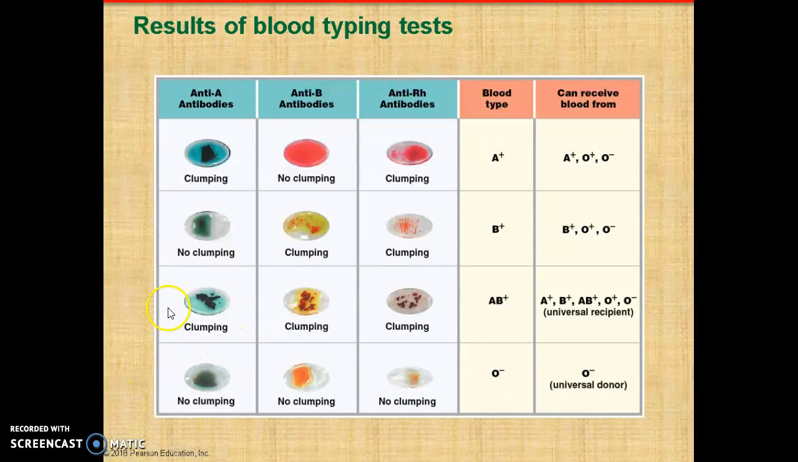So let's look down here at the AB positive blood. When mixed with the A antibody, there's clumping. Mixed with B antibody, there's clumping. And mixed with the Rh antibody, there's clumping. This person with AB positive is the universal recipient, meaning they can receive blood from all blood types. On the other hand, O negative blood is the universal donor. They can donate blood to all blood types.